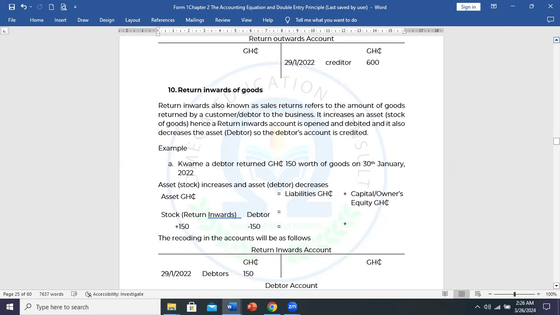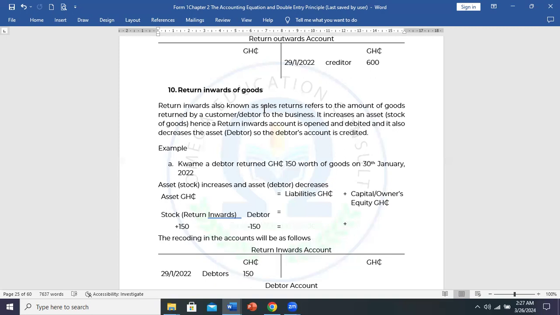Okay. So look at it. What will even happen for customers to return goods back to the business? It means that in the first place, the business would have made sales to the customers. So we say another name for return inwards is sales returns. Okay, when the business sells goods to customers and then they return some due to reasons like maybe the goods are faulty or expired, or maybe the business oversupplied the customers.